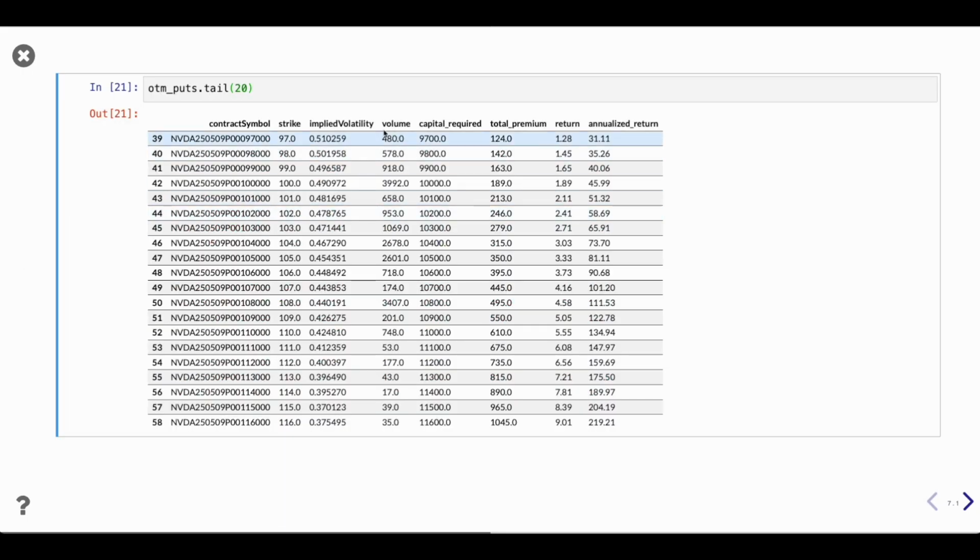And this is a snapshot of the return data frame. There's a lot of information here, and later on I will present this in a chart format, which will be easier to understand. But you can see here that we've created these 4 new columns. We have capital required, total premium, return, and annualized return. And one general trend you can see here is that as the strike price increases, the annualized return also increases. So this is a natural thing you'll see across all put options.